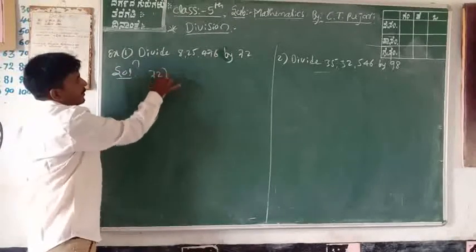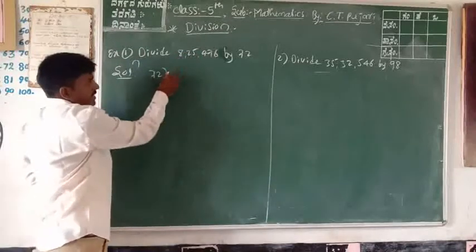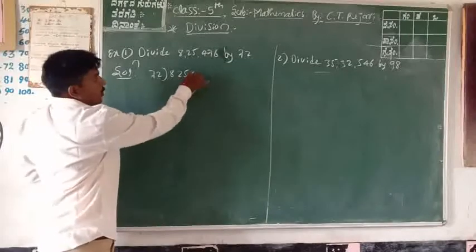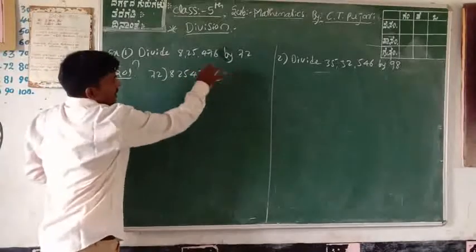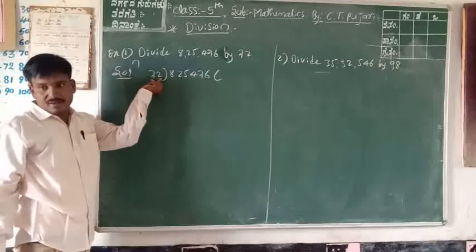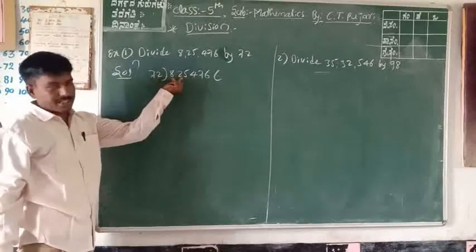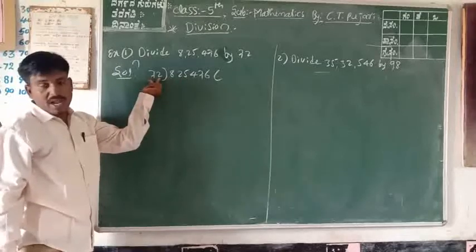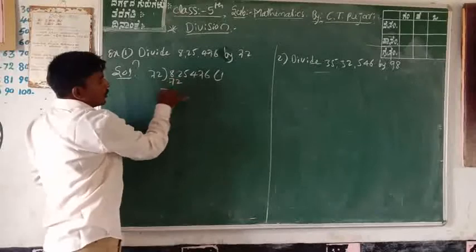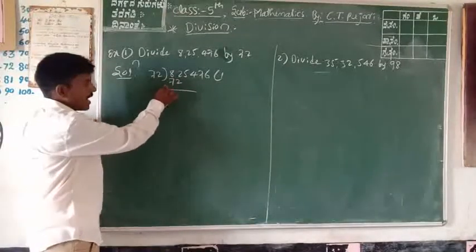Therefore 72. Next, the dividend is 8,25,476. Consider only the first two digits, 72 and 82. Therefore 72 ones are 72. Next you can take subtraction.